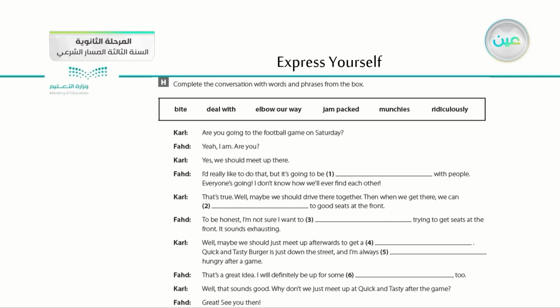So we're talking here about something that is related to people. Which one of the words has no relation to people, or we can't relate to people? For example, we have bite, we have munchies, we have ridiculously. All these words are irrelevant to people. So which one is the right answer, if you think in your mind?